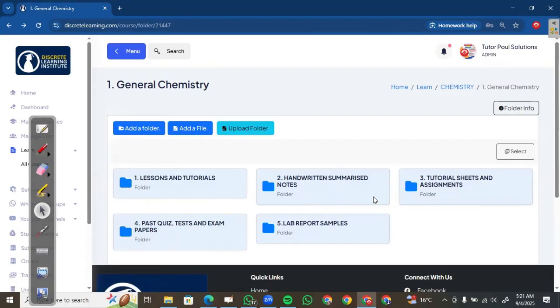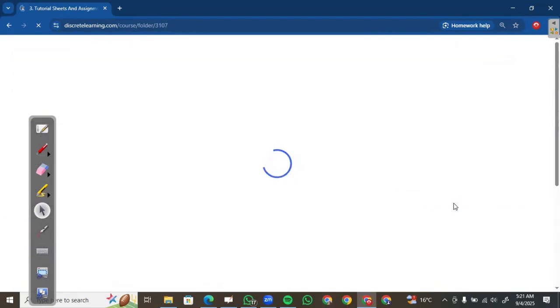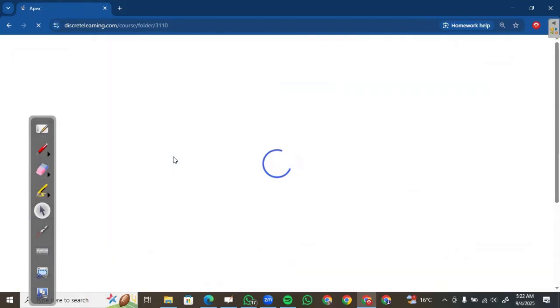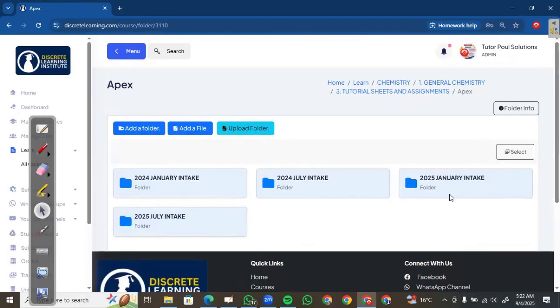If you want solutions to the assignments or tutorial sheets, you come to this folder here. You open this folder for the assignments and tutorial sheets. Then depending on the university where you are at, you'll find that folder. This tutorial sheet was for the Apex people, so you can go to the Apex folder, and then you go to your intake.